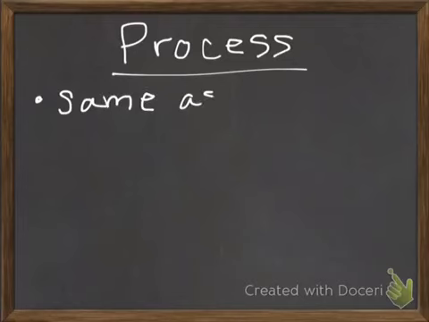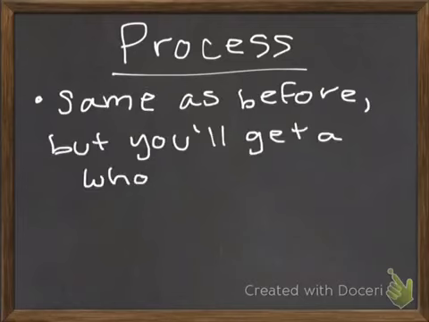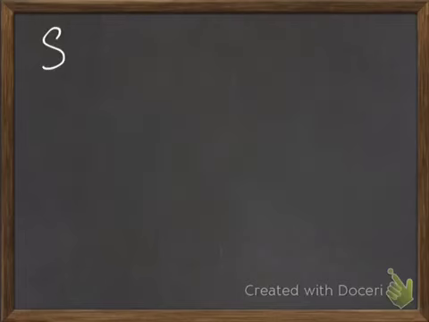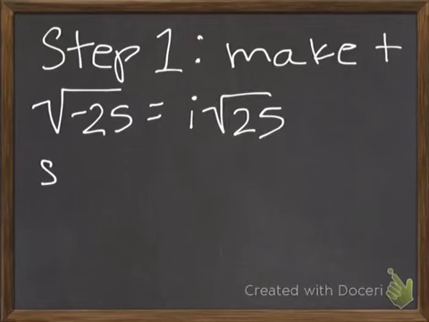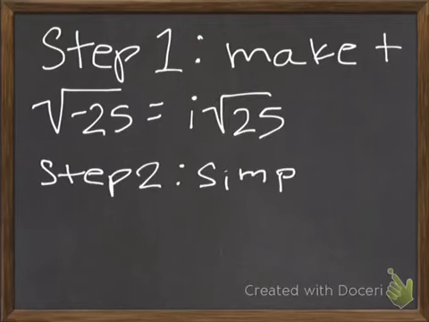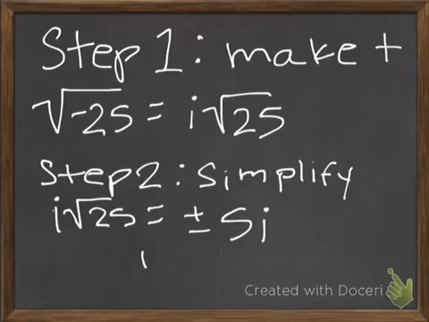Now here's the process. It is the same as before, but right now we're going to get a whole number. So we're going to make it positive. So radical -25 would become I radical 25. Step 2 would be to simplify. I radical 25 equals plus or minus 5i, because plus or minus 5 squared equals 25. And you keep the I because it's going to be negative 25. So your final answer would be plus or minus 5i.